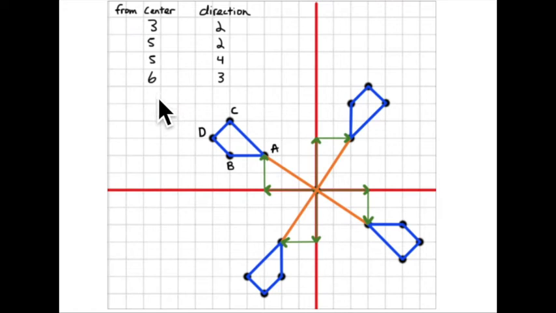And finally, D is 6 units from the center of rotation, 1, 2, 3, 4, 5, 6, and 3 units in the direction of rotation, 1, 2, 3. So you place all 4 of these points and connect them. You get that image. Then you rotate them in the same way. Connect the points. You get that image, and so on. So it's a way of showing a 90-degree rotation.